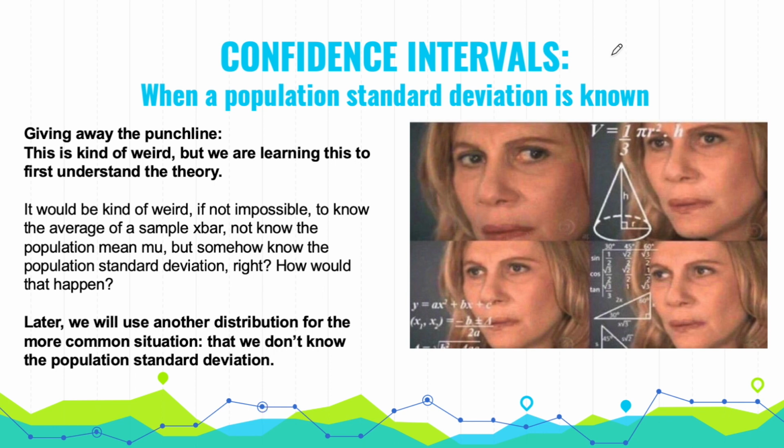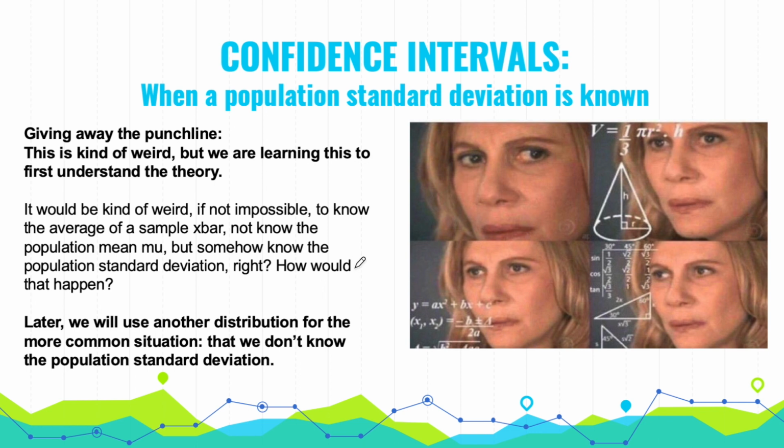We're learning how to construct confidence intervals when a population standard deviation is known. Let's give away this punchline. That's kind of weird, but we're learning how to do this to first understand the theory. Why is it weird? Well, how would we know a population standard deviation if we didn't know the mean, right? It would be kind of weird, if not impossible, to know the average of a sample x bar, not know the population mean mu, but somehow know the population standard deviation, right?